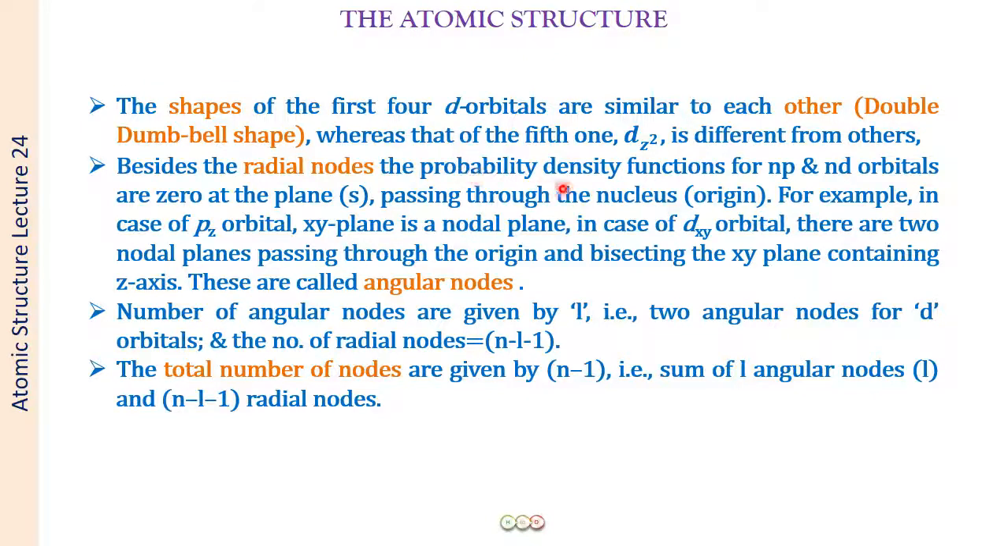Okay, so the probability density functions for the np and the nd orbitals are zero at a plane passing through the nucleus, that is the origin. So a plane passing through the nucleus, on that plane the probability of finding the electron is zero, and that we call an angular node. To understand this, take the example of the pz orbital. For the pz orbital, the direction of the orbital is along the z axis. So we have a nodal plane passing through the nucleus, or the origin. The plane is going to be the xy plane.